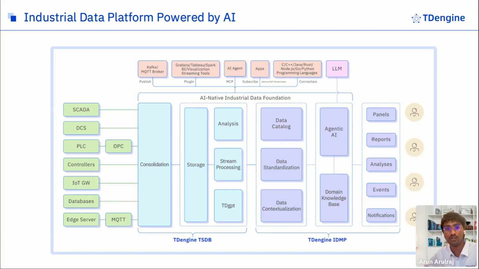Over here, you'll notice that we also publish some of your data, right? So you can publish your data and treat TDengine as an MQTT broker. You can also connect us to third-party tools like Grafana, Tableau, Spark, and Power BI. And now you can use an MCP agent on top of IDMP or TSDB. So if you wanted to use some kind of MCP, that is also available. We have support for languages like C#, C++, Java, Rust, Node, Go, Python, all sorts of programming languages. So we're a very open ecosystem. We're not locking you in anywhere, and we give you a lot of variety in what you can do.